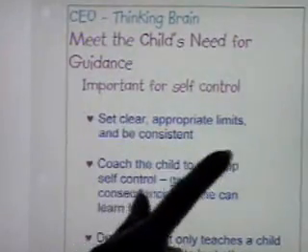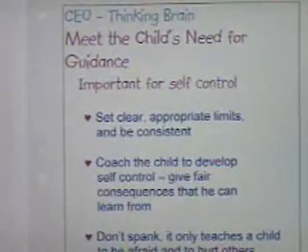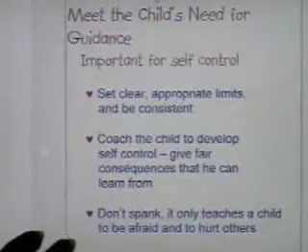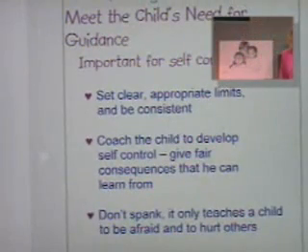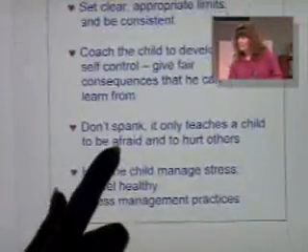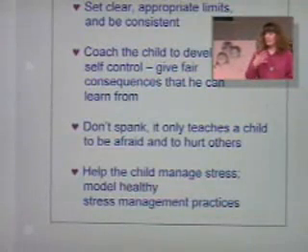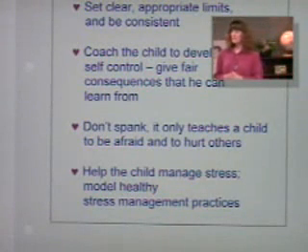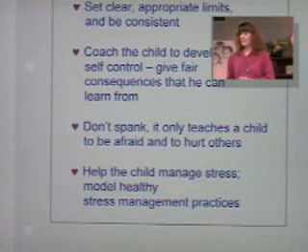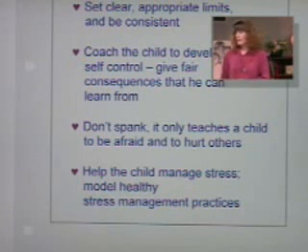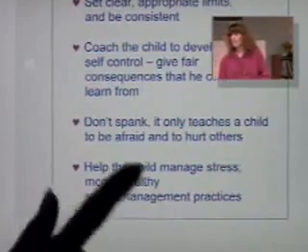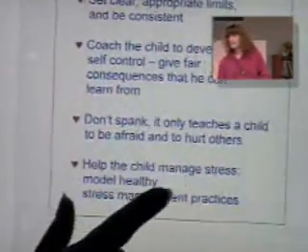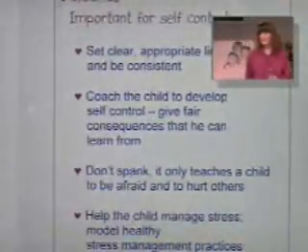They need to have clear, appropriate limits that are consistent. They need to be coached to develop this self-control through fair consequences that they can learn from. If we spank or hit as punishment, think about what area of the brain takes over when we do that. It shifts them down into the survival brain, and then we have a war on our hands. So you want it to be something that the child can learn from in a positive way. You need to help the child manage stress and model healthy stress management practices. We're going to come back to this concept in just a moment. But let's go back to the idea of self-control.